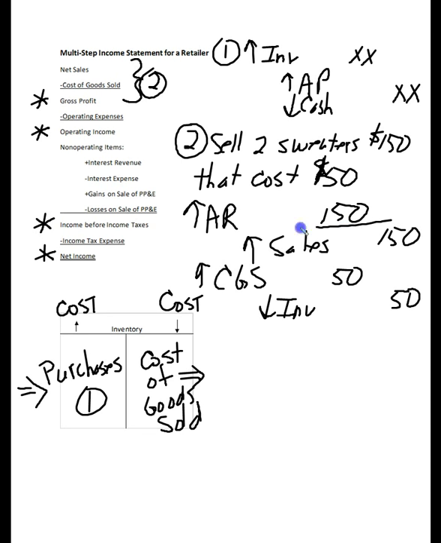So, after that transaction, we have sales of 150 and cost of goods sold of 50. So it'd be 150 here, 50 here, and our gross profit just off of that sale was $100. So 150 minus 50, $100.